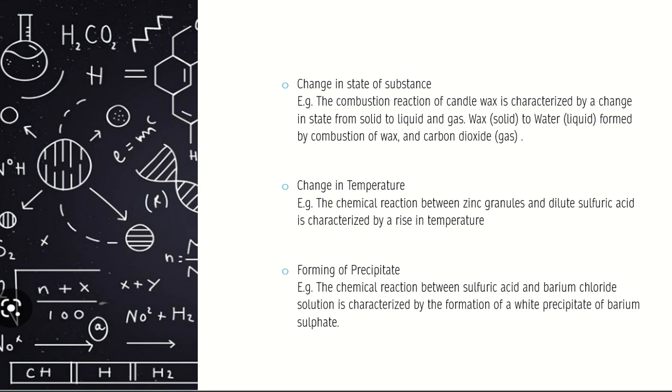Change in temperature. The chemical reaction between zinc and dilute sulfuric acid again is characterized by a rise in temperature. And formation of precipitate, meaning basically a solid substance precipitates, meaning basically it comes out of the solution. So the chemical reaction between sulfuric acid and barium chloride solution is characterized by the formation of a white precipitate of barium sulfate. All these five things signify that a chemical reaction has taken place.